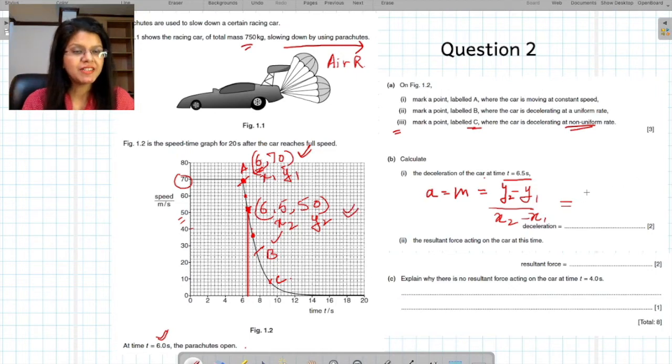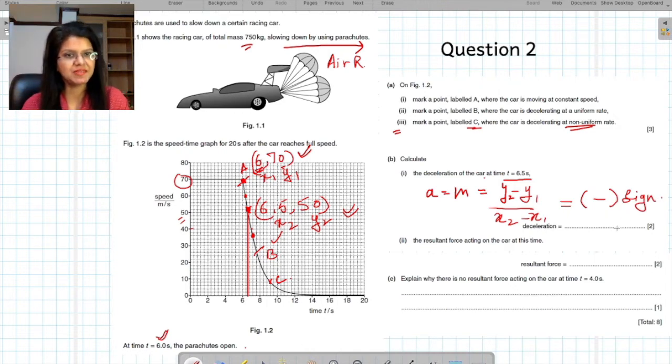But be sure that you should be getting an answer which has a negative sign. The answer should be having a negative sign. Negative sign means it is a deceleration. Right? What is the resultant force acting on the car at this time? What is the resultant force?